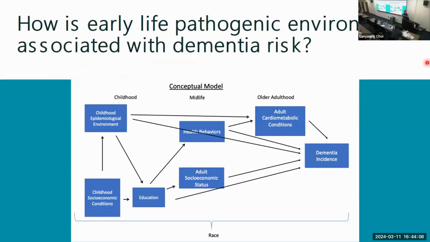I'm not going to go into that for this talk in particular, but the idea here is that you have child conditions and they have education, right? And then you have child epidemiological environment, which is pathogenic environment in this case, right? And it can impact your education, it can impact your adult cardiometabolic conditions, and it can impact dementia itself. And we're testing out different pathways that might be emerging from this.